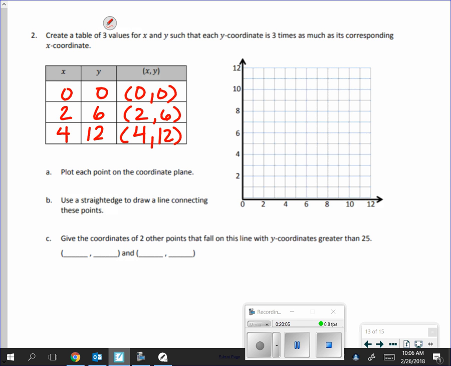Okay. So now I'm going to plot again. I've got 0, 0, over 2 up 6, over 4 up 12. I need to straighten it.